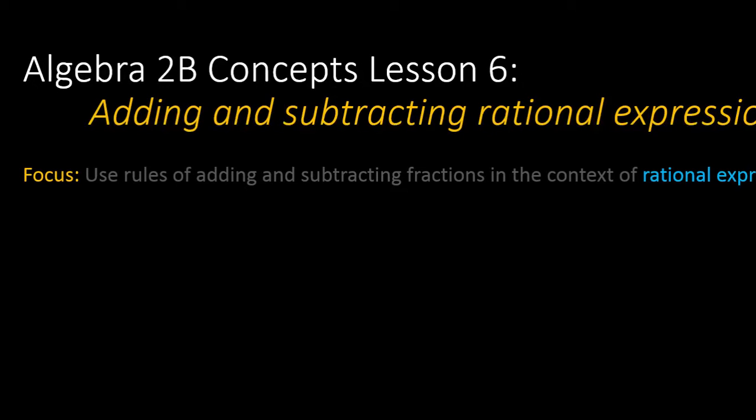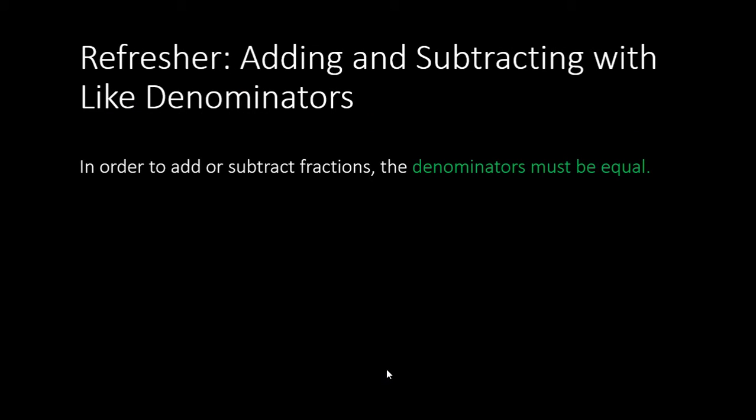Let's talk about adding and subtracting rational expressions. So we're going to use just the same old rules you use when adding and subtracting fractions, but we're going to use them in the context of rational expressions. Remember that a rational expression is just a quotient of two polynomials. Quotient meaning the thing you get when you divide two things, right? So it's the result of that.